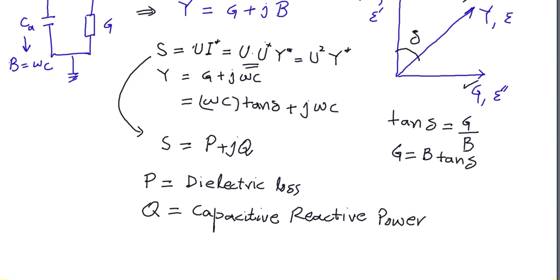So for a good insulator, for an ideal insulator, we try to maintain our dielectric loss close to zero. If the dielectric loss is close to zero, that means it is a good insulator and it doesn't cause much power loss in the material. Okay. So again, we can also correlate the dissipation factor, tangent delta, equal to P over Q. This is all. Thank you.